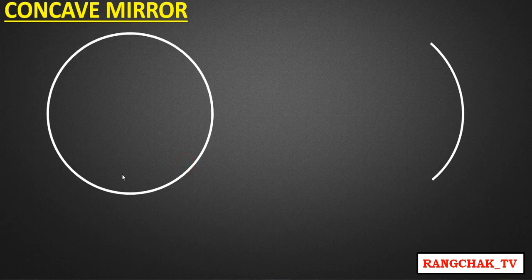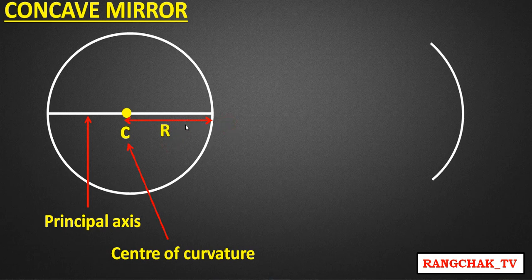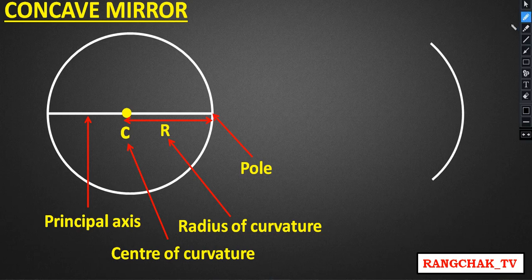So next, spherical mirror. The line along the diameter of the spherical mirror is called the principal axis. The center point is called the center of curvature, C. The distance from C to P is the radius of curvature. And P is the pole.